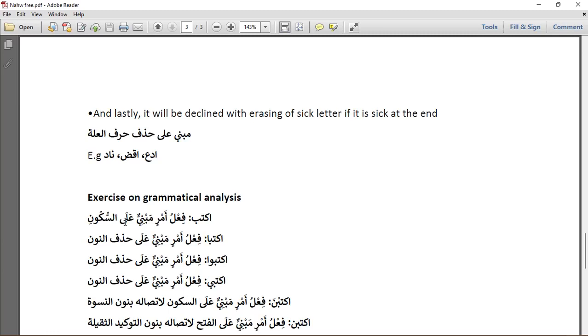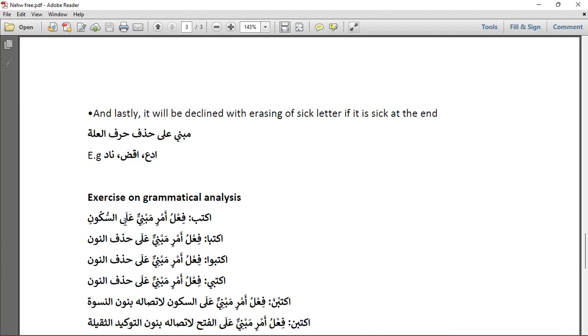But when we get to nunu niswa, I know we have uktubna. We have uktubna with nunu niswa. So it is just fi'lu amr mabniyu ala sukun. Literally, we now mention the reason it is still staying with sukun.